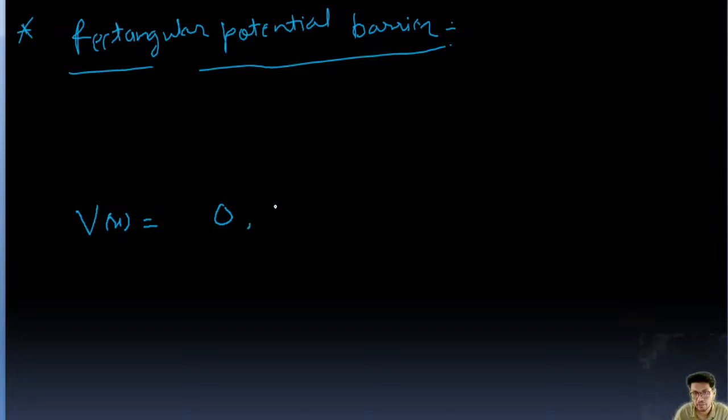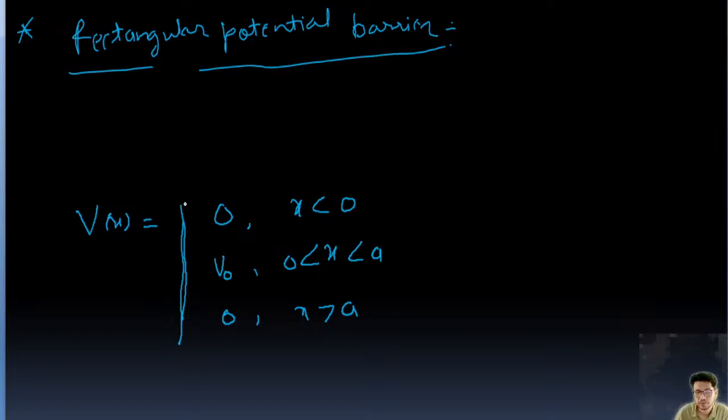The value of V(x) is 0 if x is less than 0. I will draw the figure, then it will clear your doubt. And the second is, the value of V(x) is V naught when x is between 0 and a. And again V(x) is 0 when x is greater than a. So this is the potential.